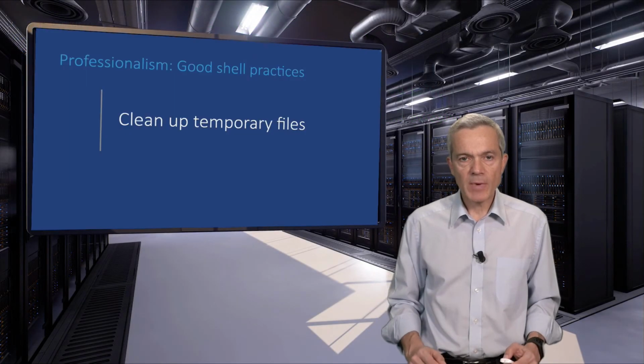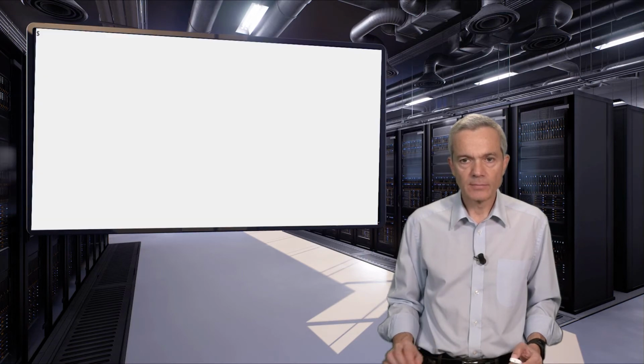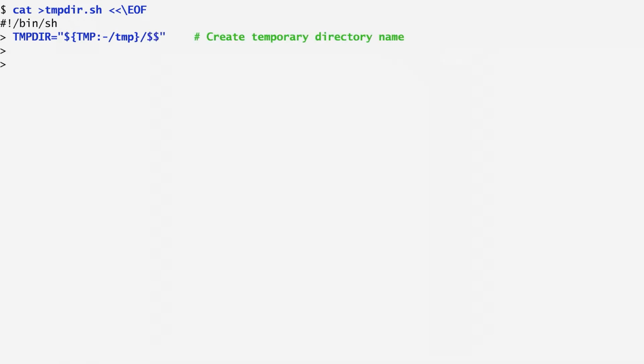We must clean up our temporary files when we finish executing a script. Let's see how we can do this in a Unix shell script. First of all, I create a variable named tmpdir to contain my temporary files directory. If the environment variable tmp is not already set to a different user-specified directory, tmpdir will be /tmp, followed by the current process identifier, so that it will be unique among all running processes.